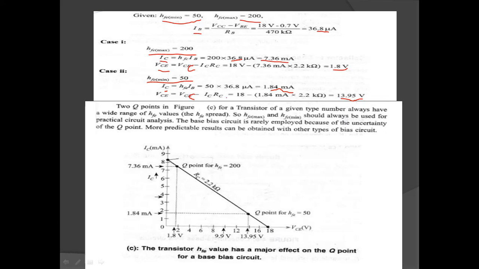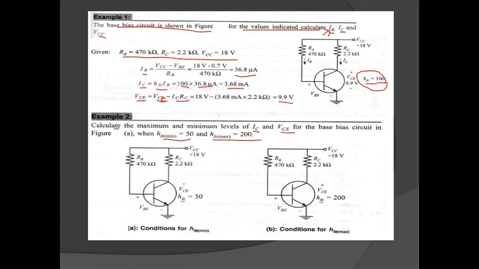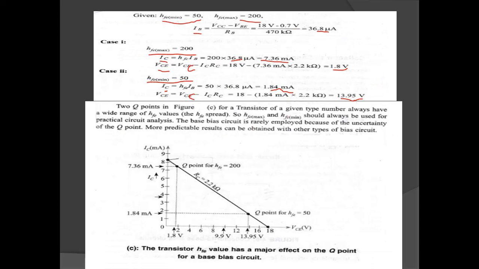So the two Q points in figure C for a transistor of a given type number always have a wide range of HFE values. There are two Q points, one here and one here. Whenever there are two Q points, they have a wide range of gain values, that is the HFE spread. So HFE max and HFE min should always be used for practical circuit analysis.